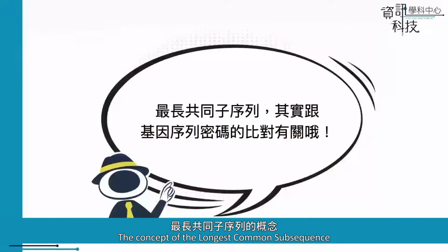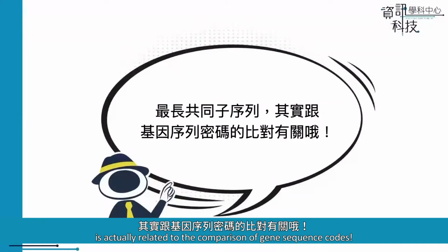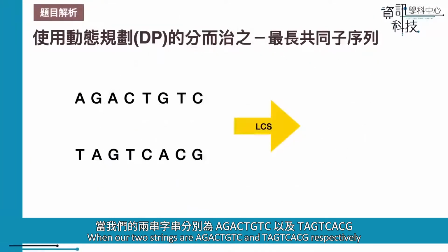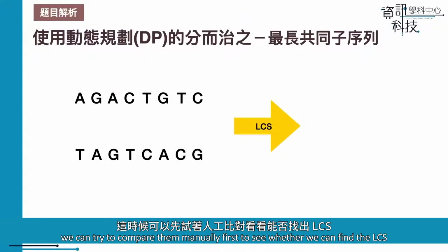The concept of the longest common subsequence is actually related to the comparison of gene sequence codes. When our two strings are AGA-CTG-TC and TAG-TCA-CG respectively, we can try to compare them manually first to see whether we can find the LCS.